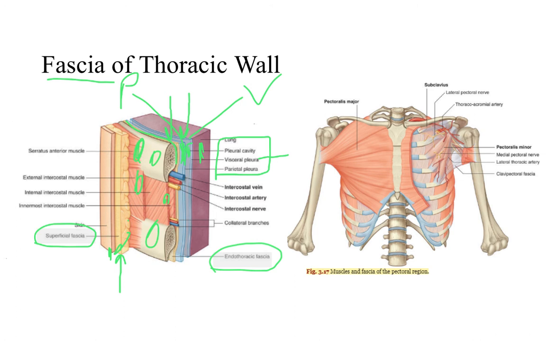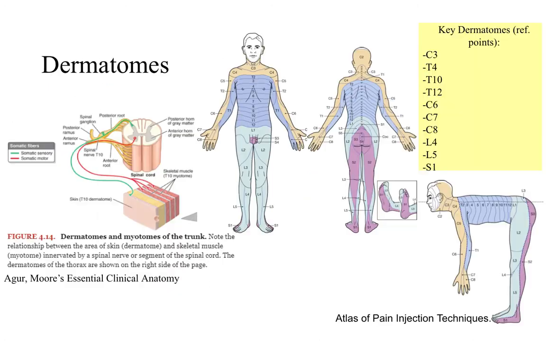All right, so we're not going to talk about the lungs, and we're not going to talk too much more about the pleura in this talk, but I do want you to be familiar with those different fascia layers that lie underneath the skin. And next we have the dermatomes of the skin.